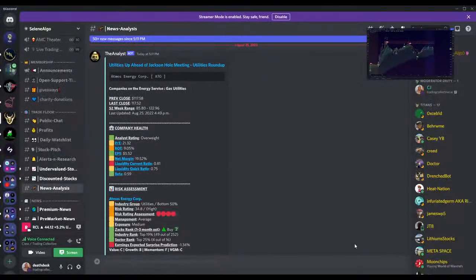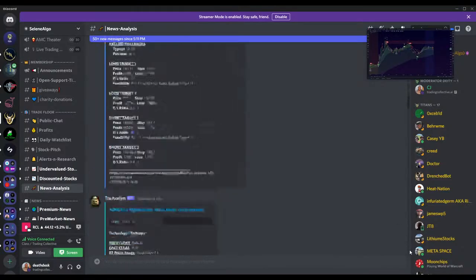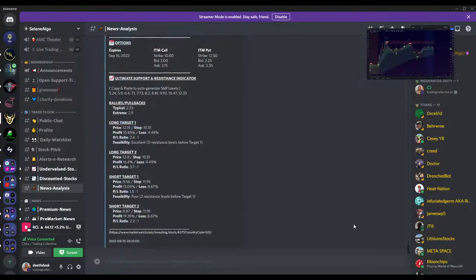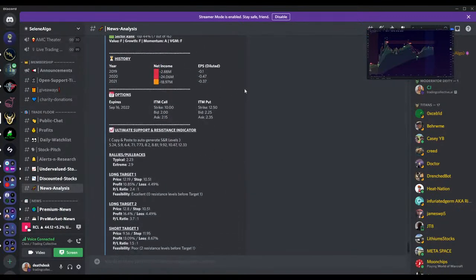And a great thing about it that really plays into USR is that we're also, when available, grabbing and auto generating that list of support and resistance levels. And you can literally grab it right out of that Discord message and paste it right into USR, and it'll auto populate all of your support and resistance levels really fast.